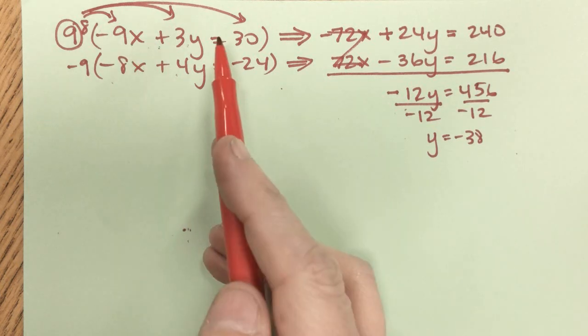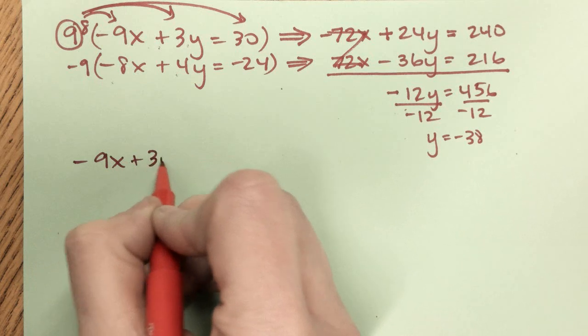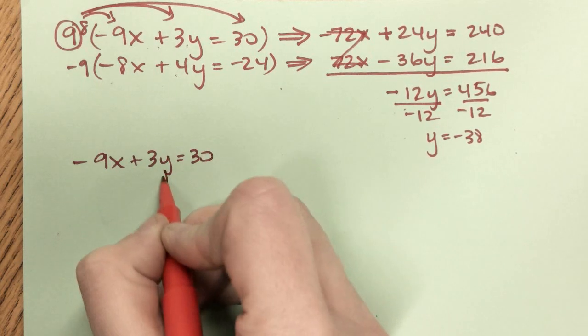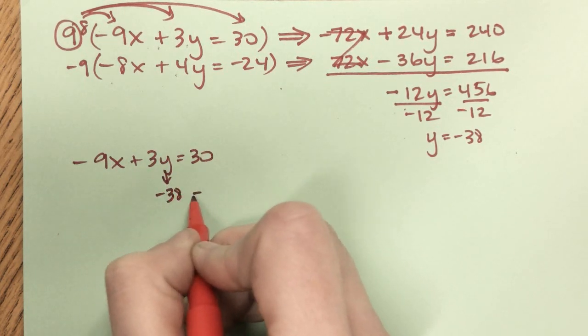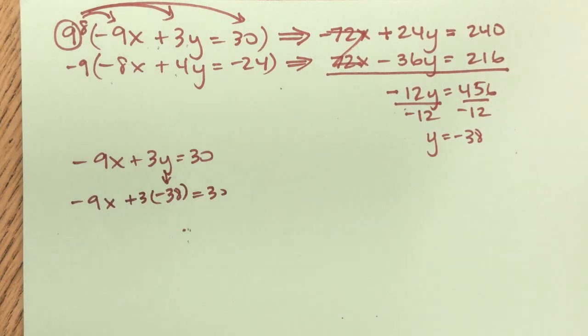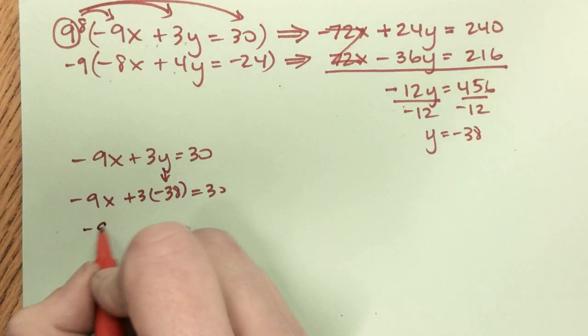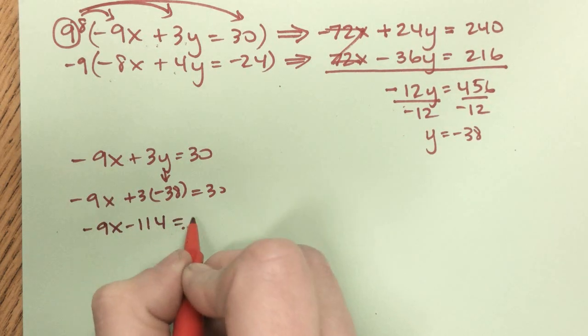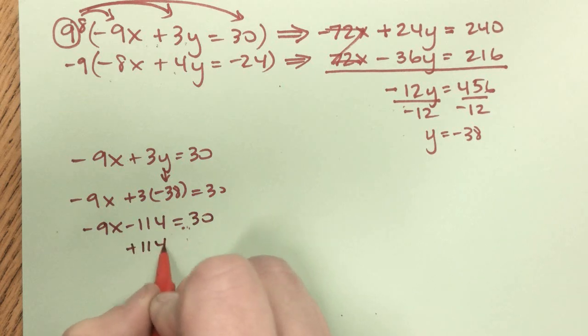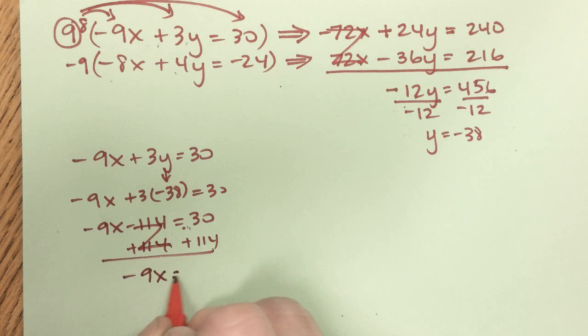So let's go back to this first equation. I have negative 9x plus 3y equals 30. So I'm going to plug in my negative 38. Negative 38 times 3 is negative 114. Negative 9x minus 114 equals 30. I'm going to add 114 to both sides.